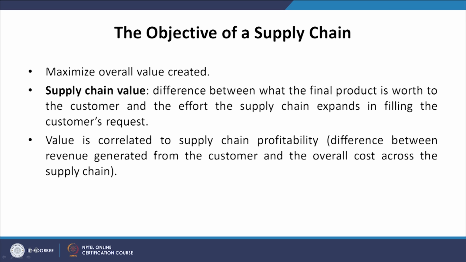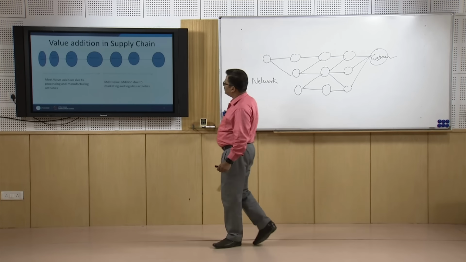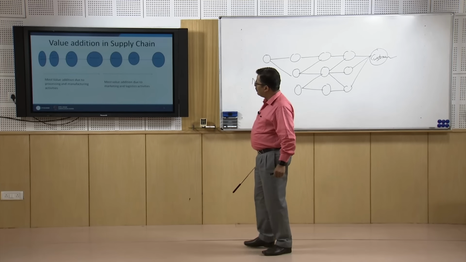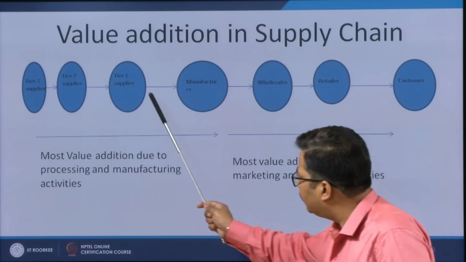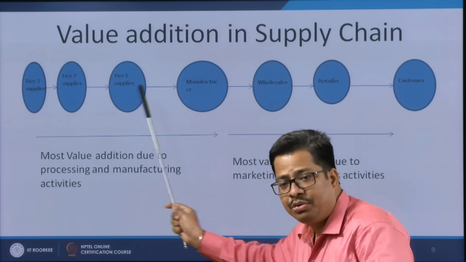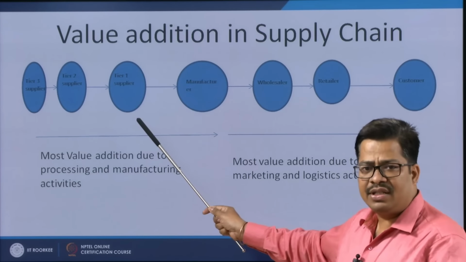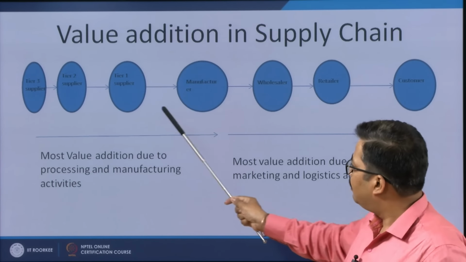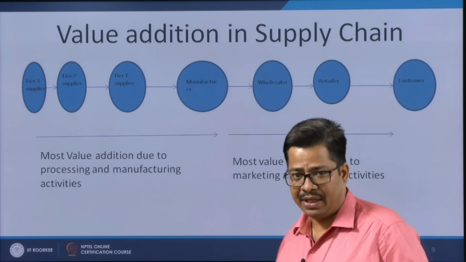And just to give you an idea of the process of this value in the supply chain, this slide is very helpful, where you now see three entities to the left side of the manufacturer. These are vendors, suppliers to the manufacturer, which we call tier 1 supplier, tier 2 supplier, tier 3 suppliers.